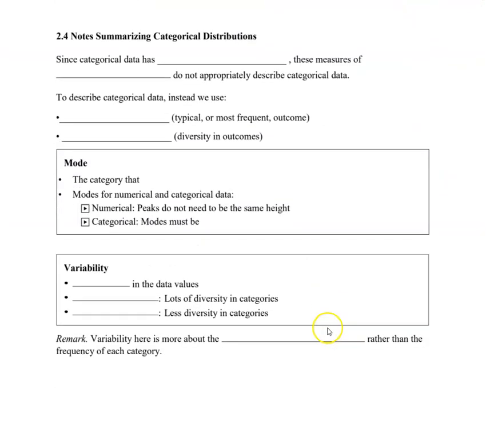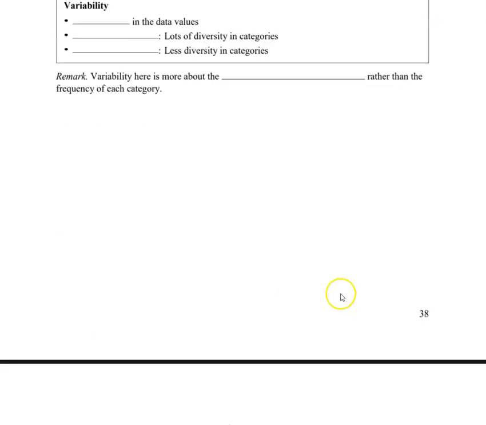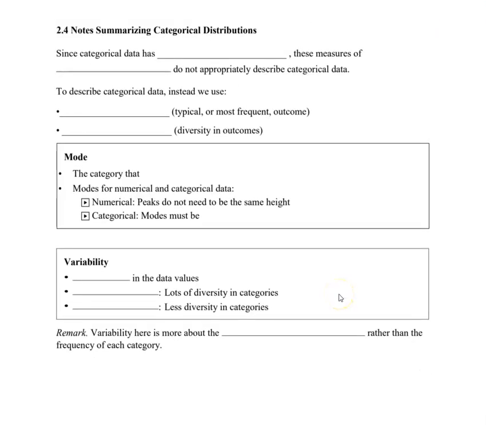I'm going to go on to section 2.4 because we're still talking about categorical data, and this is a really short little section here. But a couple of little tidbits here about how we would describe a categorical distribution. If you remember when we talked about numerical data, we said we describe it in terms of the shape, the center, and the spread. Well, with categorical data, we're going to use different measurements to describe them.